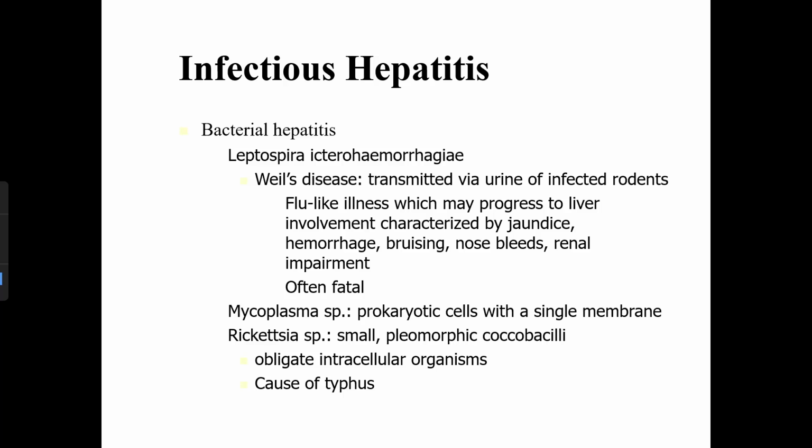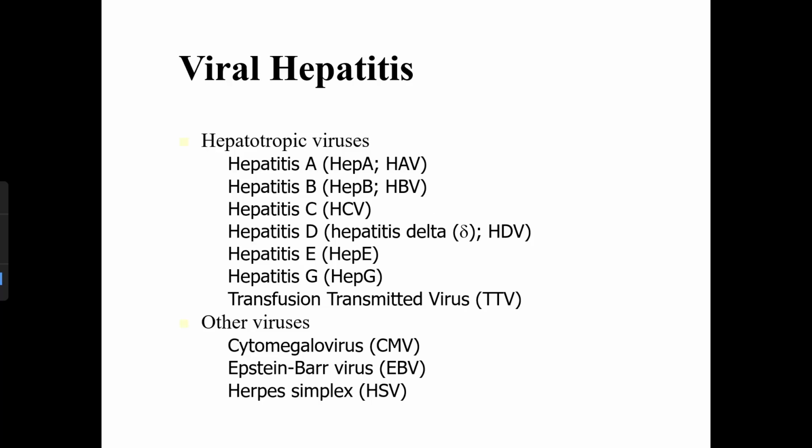Rickettsia, small pleomorphic coccobacilli, obligate intracellular organisms, and that's the cause of typhus. Viral hepatitis. So we have our hepatitis A, B, C, D, E, G viruses, and then there's transfusion transmitted virus. Other viruses include cytomegalovirus, Epstein-Barr virus, and herpes simplex virus.